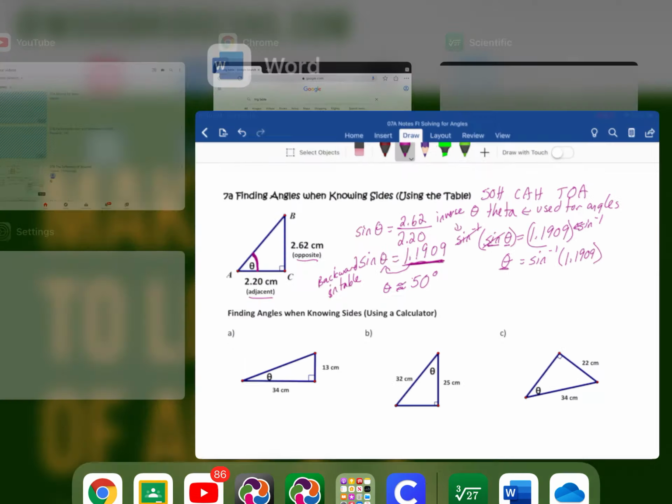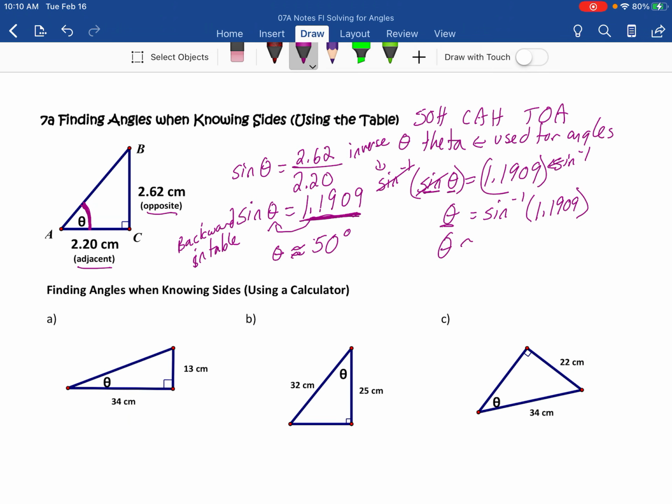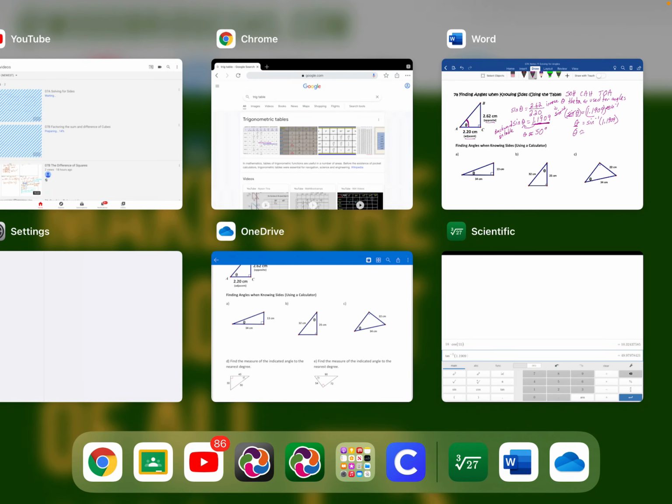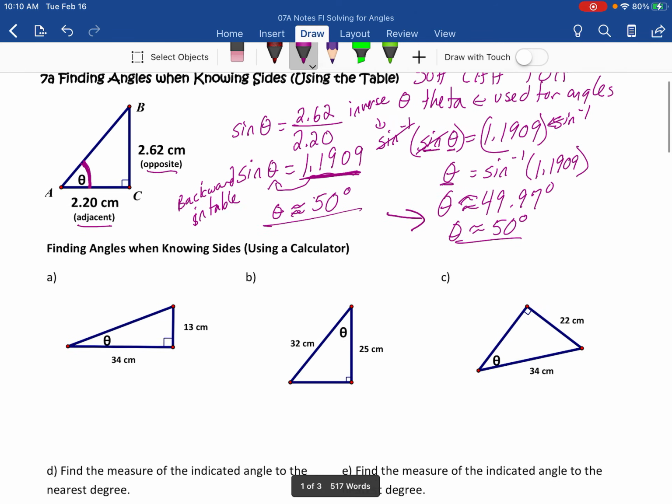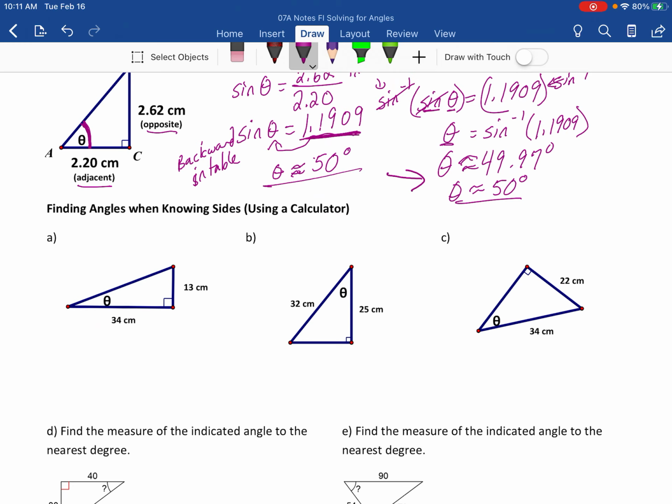And it's about 49.97 degrees, which is approximately 50. So we did a pretty good job in our trig table. The trig table actually did a pretty good job with that. So approximately 50 degrees. So you see you essentially get the same answer. It's just that this is going to be more precise.